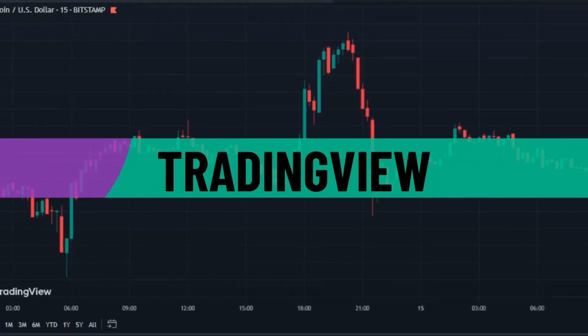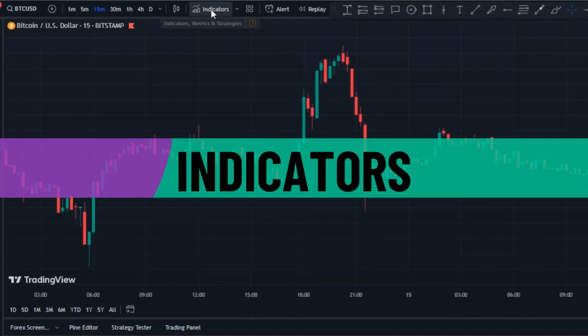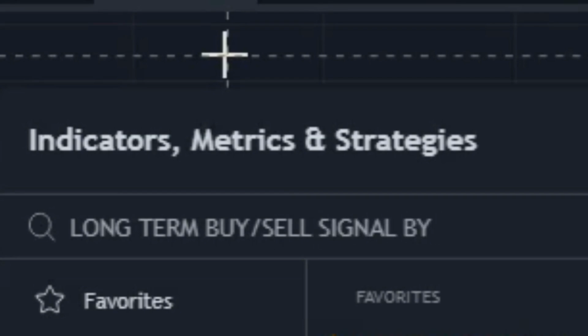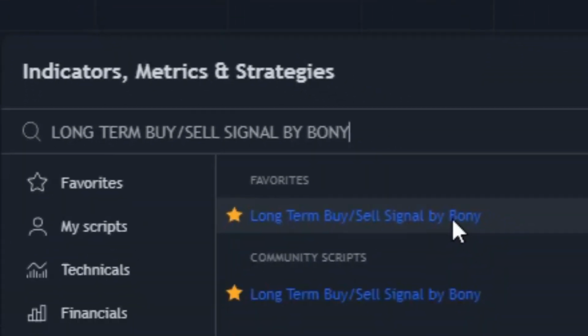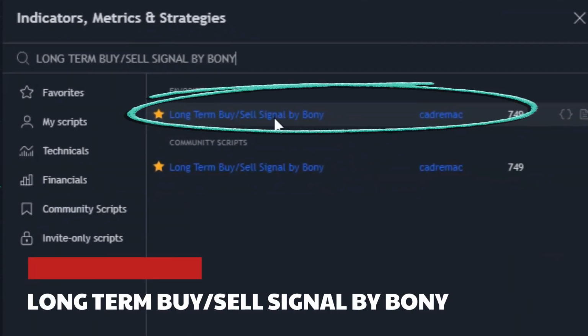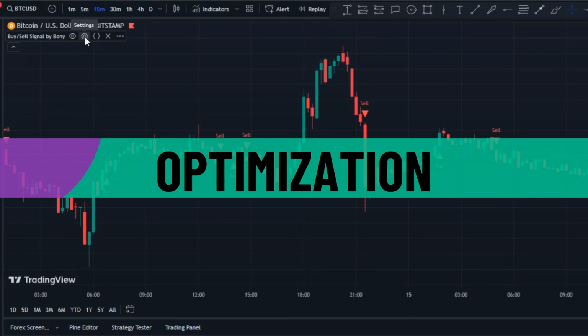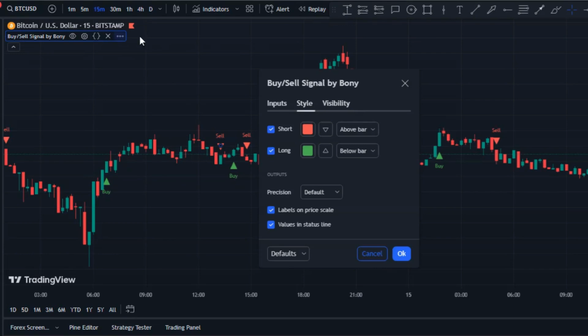Open the TradingView website. Now click the indicators section at the top of the TradingView website. Then in the search bar type long-term buy sell signal by Bonnie and add this indicator to your chart. However, before we dive into using this indicator for the trade entries, we need to adjust the settings. So step by step, make the necessary changes according to the video.